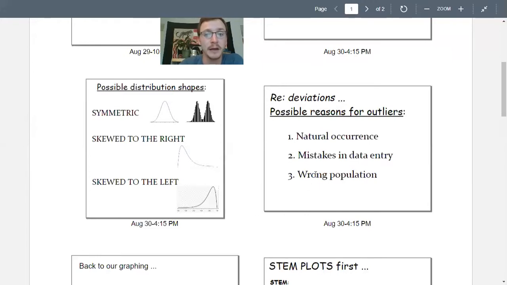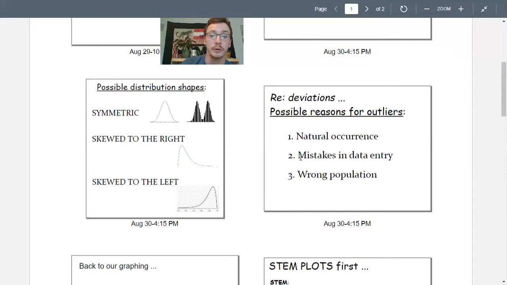So the first one is a natural occurrence. For whatever reason, sometimes people are just an outlier one way or another. You think of NBA players with height. Most of those guys are natural outliers for height in the positive direction. I think they have guys going up to 7'6" there, which are obviously not very common for people to see.